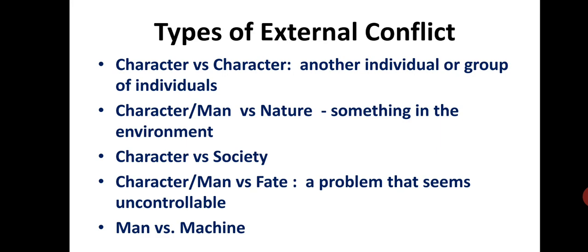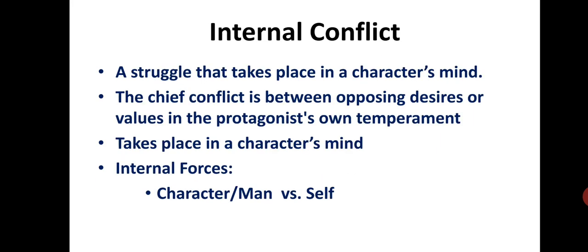Then there is a conflict between character and society. The very famous example is Henrik Ibsen's play, The Enemy of the People. Then the conflict may be character versus the fate, a problem that seems uncontrollable. And the last type of external conflict is man versus machine. Robo, the famous example.